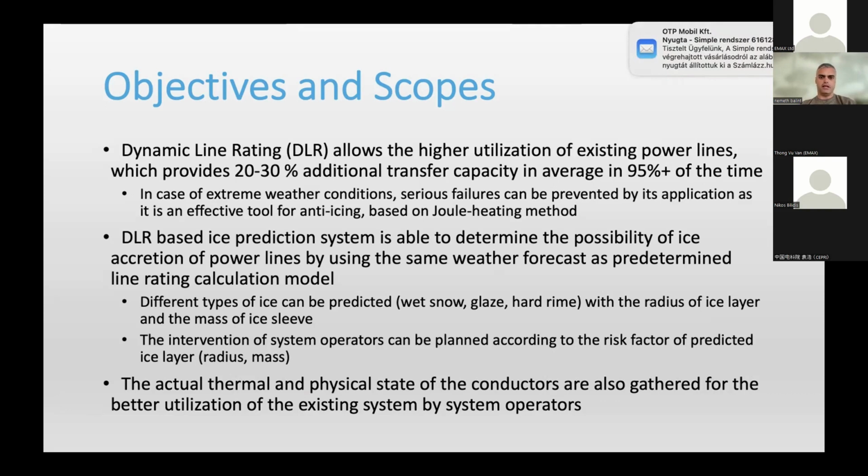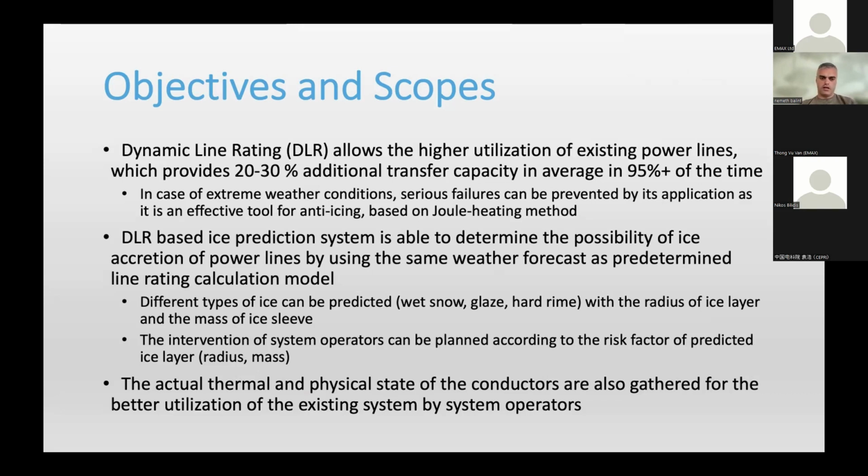And thanks to this preheating, we can prevent the icing on the conductor, and then there cannot be any failing events. The DLR-based ice prediction system is able to determine the possibility of ice accretion on the power line by using the same weather forecast as we are using for the DLR system.